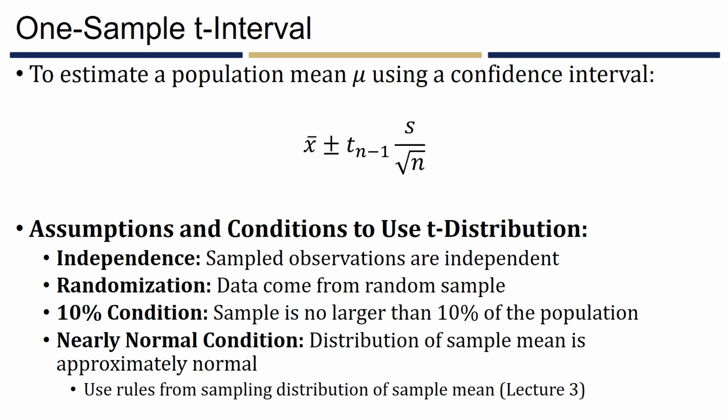Now, this confidence interval is only going to be appropriate if the following conditions are met. We have to have independently sampled observations, we have to have a random sample, the 10% condition must be satisfied in that the sample is no larger than 10% of the population, and the nearly normal condition also must be satisfied. We have to make sure that the distribution of the sample mean is approximately normal using the conditions that we saw in the central limit theorem.